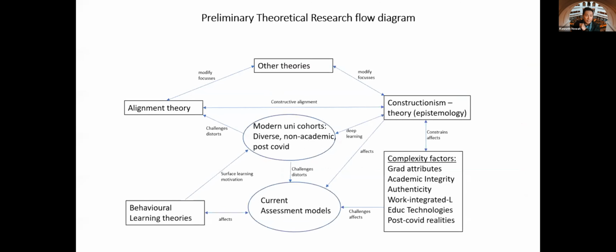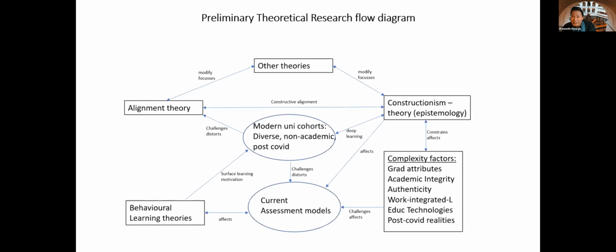This is my grouping of the major theory groups that contribute to this. Alignment theory is a big one, as is constructionism, and there are two broad changes in the nature of the university cohort that lead to problems in alignment as well as in constructionism.